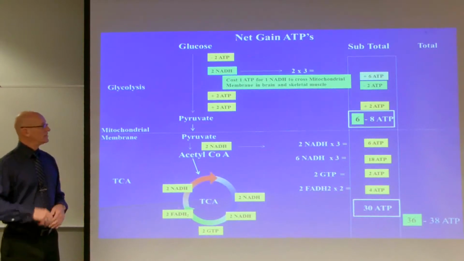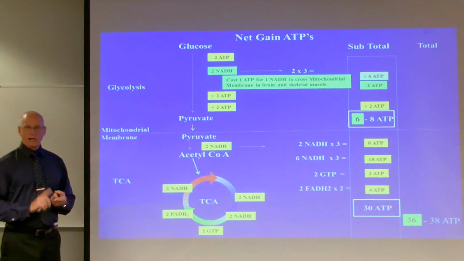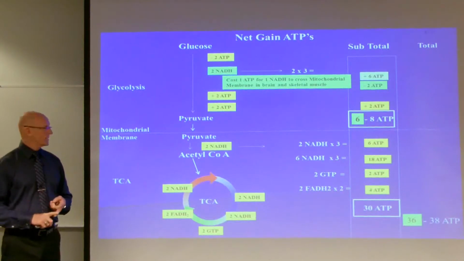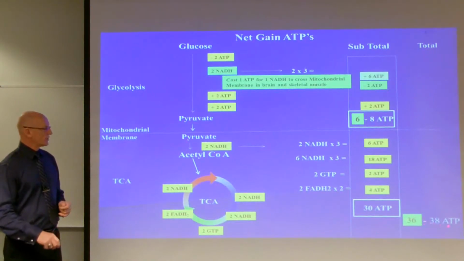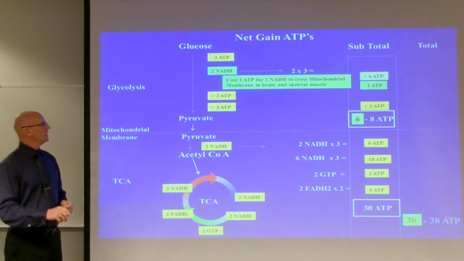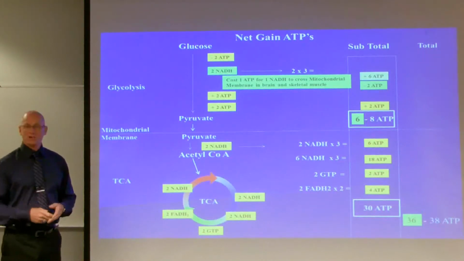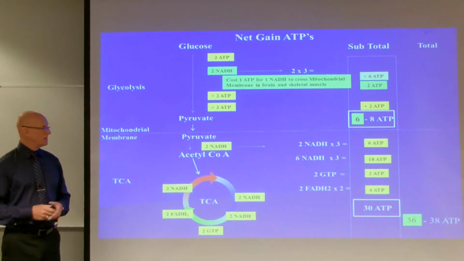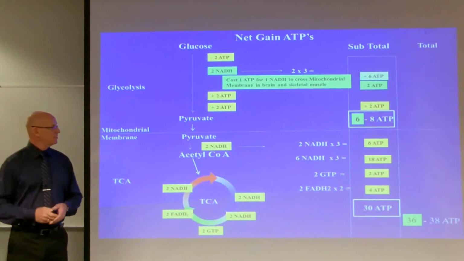And the total ATPs for glycolysis and the citric acid cycle is 36 to 38. The discrepancy here is because of these two that will cost us to get NADH across the mitochondria in some of the tissues. So that's counting the ATP.